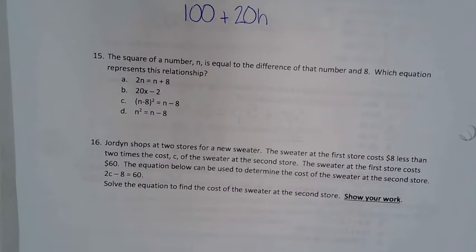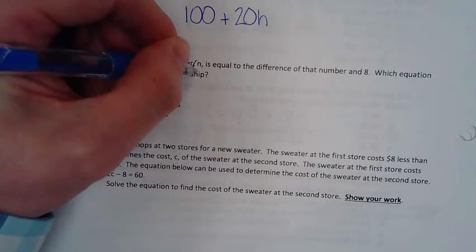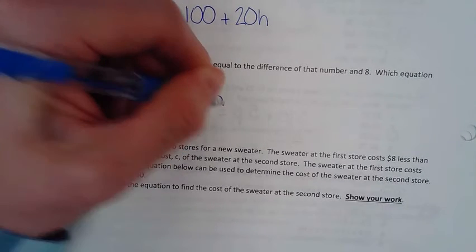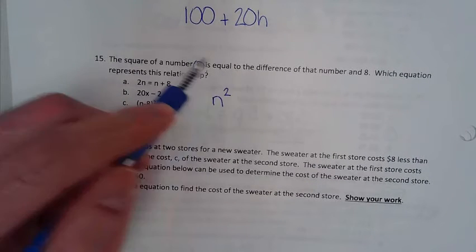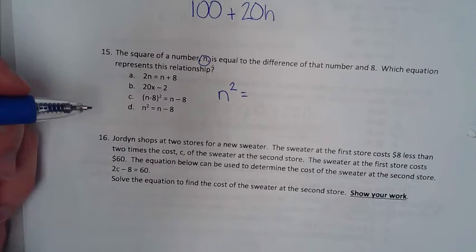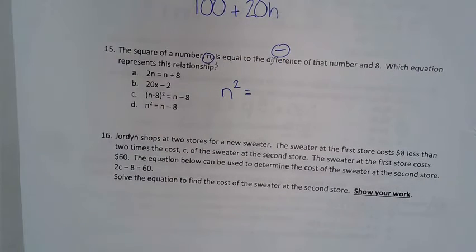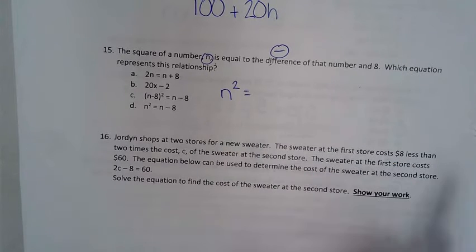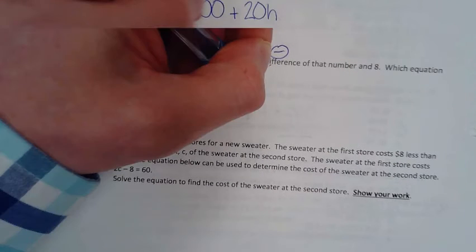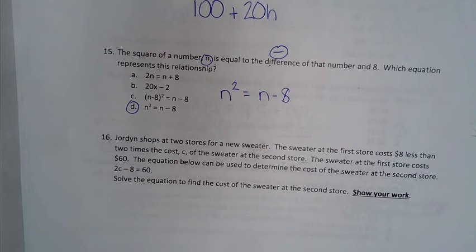This is one that you just need to walk through step by step by step. The square of a number, n. So the number we're dealing with is n, but we need to square it, so that's to the second power, is equal to, equals, the difference. The difference means subtract. So the difference of that number and 8. So that number, again, was n, and the difference of that and 8 is n minus 8.